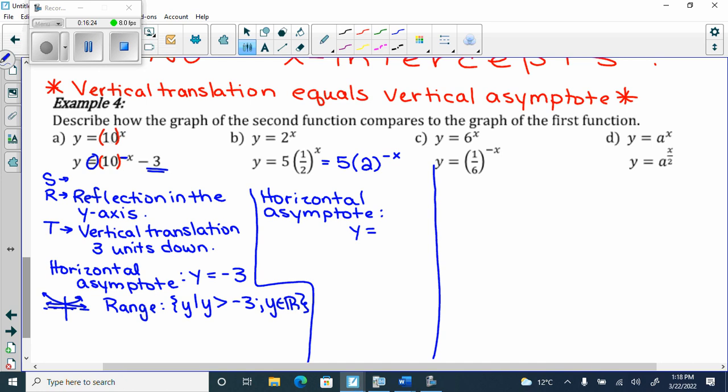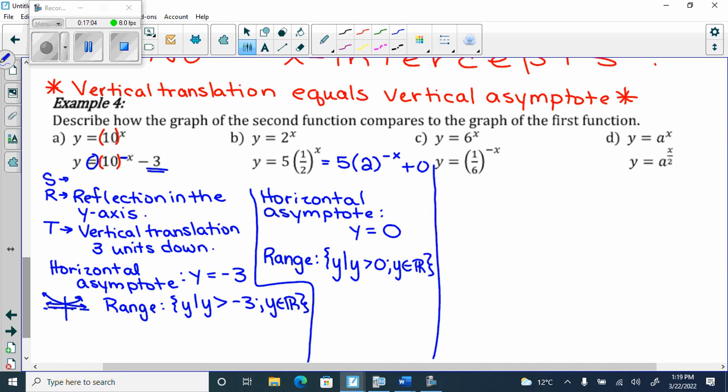Horizontal asymptote's at y equals what? 0, because it's always equal to our vertical translation. In this case, it is nada, 0. My range will always be greater than the asymptote unless there is a reflection with the y's, right? Because the step in the bracket affects my domain, step outside affects my range. Is there a negative in front of that 5? No. So my range is going to be y such that y is greater than 0. YER.